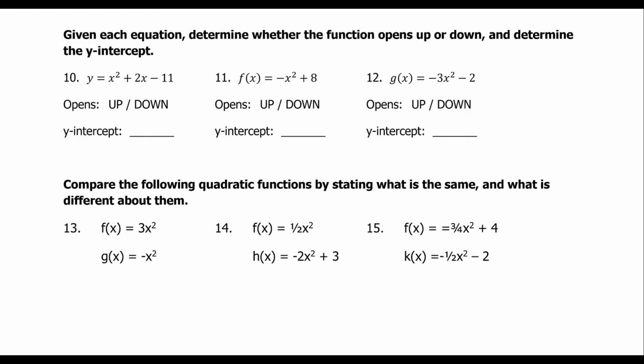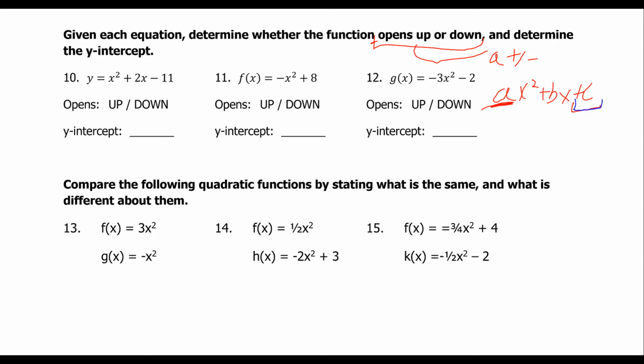If you remember correctly, whether it opens up or down, that part A will be positive or negative. If it opens up, then A will be positive. If it opens down, then A is negative. And when I'm talking about A, I'm talking about AX squared plus BX plus C. If this number up front is positive, it opens up, and if it's negative, then it opens down.